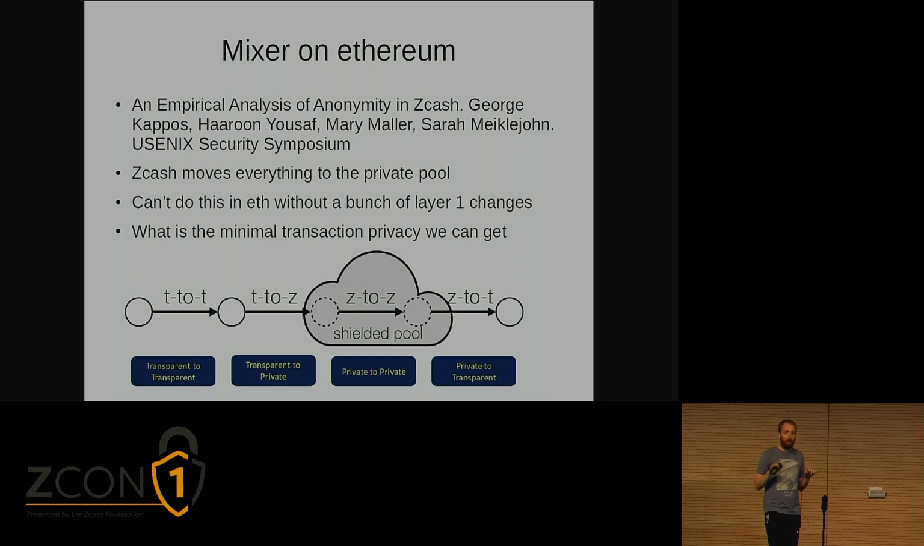About this time last year, we were at ZCon 0, and there was this really cool talk by Mary Maller, by a group who did an empirical analysis of the Zcash blockchain. Basically what they found was that although what's going on inside each transaction is private, there were all these heuristics that you could use in order to find out who was doing what. So let me explain one of the heuristics and then I'll talk about it.